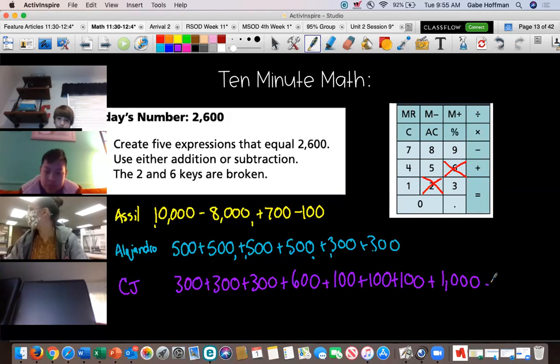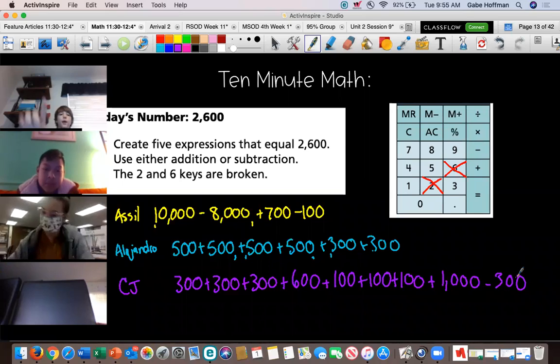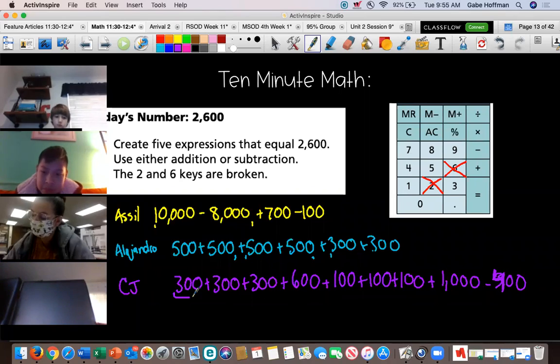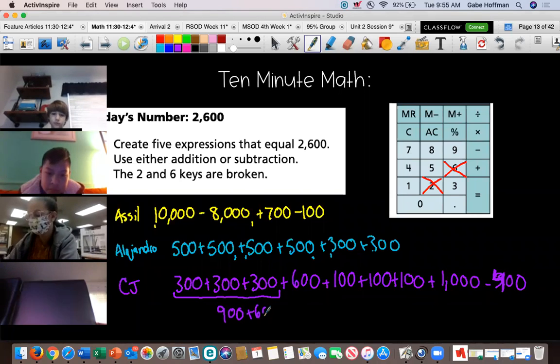Minus 300? Okay. There's a lot to unpack, so let's go through and do it. Let's start with just your 300s at the beginning. Minus 400. I meant 400, not 300. Minus 400. Okay. All right, so let's unpack this. Let's start with just your 300s over here. So if we add up all those 300s, that's going to give us how much? 900. So we have 900 plus 600, and that's going to give us what?